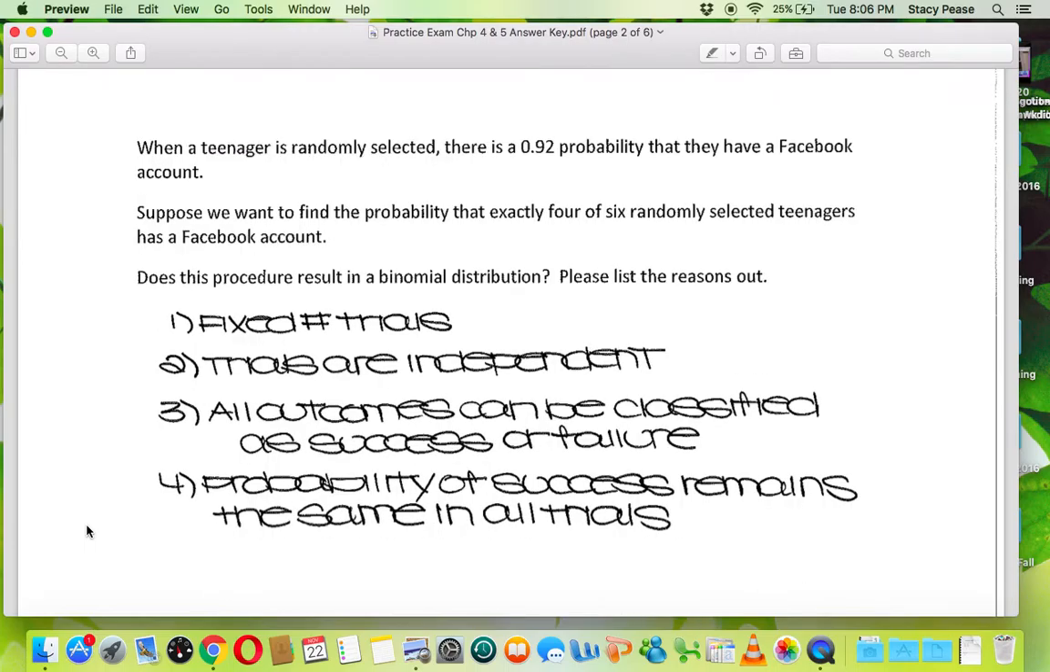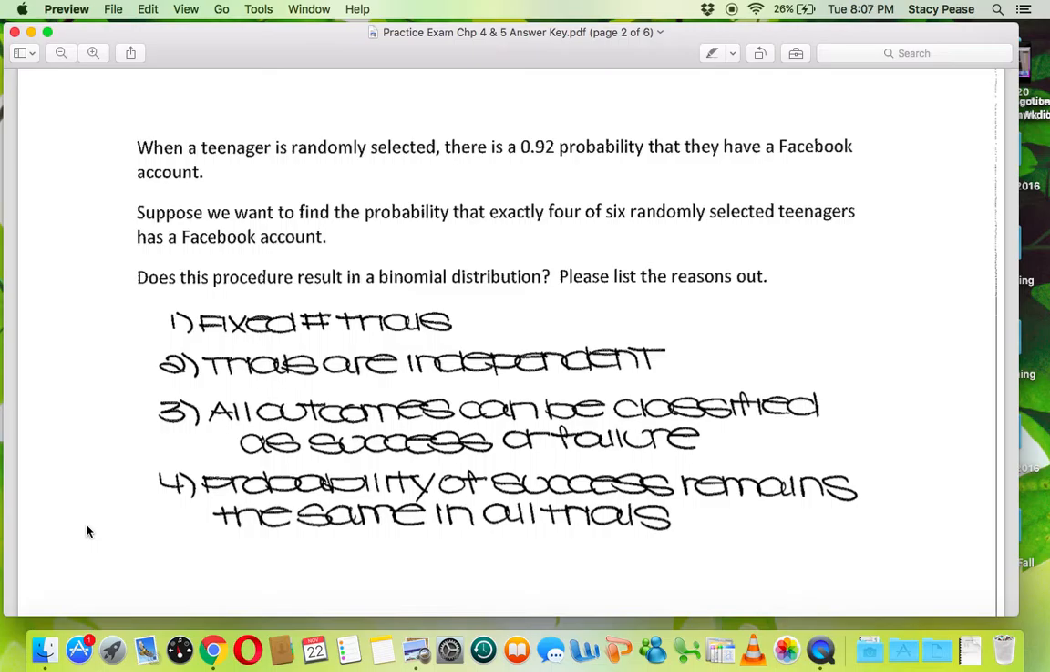Okay, next question. This gets into binomial probability distributions, which is in section 5.3. So when a teenager is randomly selected, there is a 0.92 probability that they have a Facebook account. Suppose we want to find the probability that exactly 4 out of 6 randomly selected teenagers has a Facebook account. First we want to know is, does this procedure result in a binomial? And we want to list out the reasons.